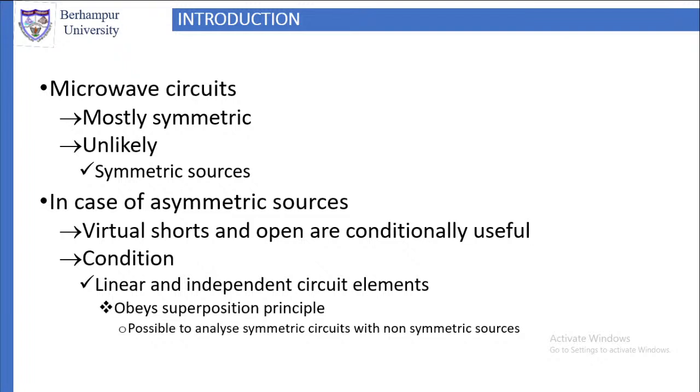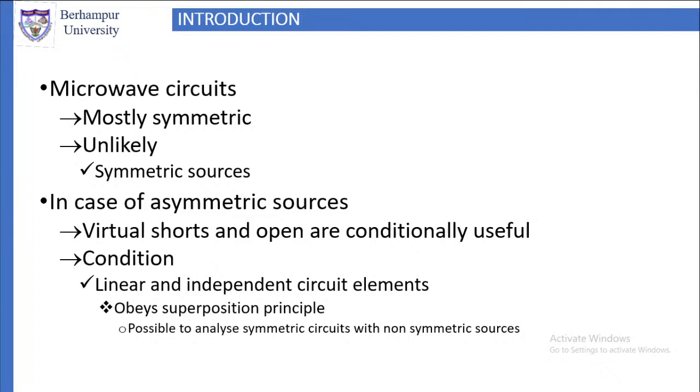The caveat is, although the circuit looks symmetric, it is unlikely that it will have symmetric sources. If there is one source, then it is asymmetric. If there are more than one source, then the sources may not be symmetric. So although the circuit will be symmetric, it is unlikely that the sources will be symmetric. If the sources are not symmetric, then the overall circuit loses its symmetry. So then the analysis becomes difficult.